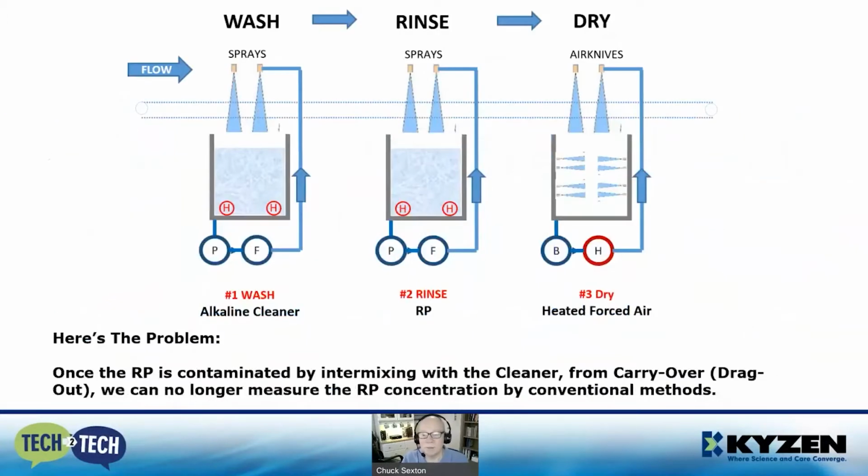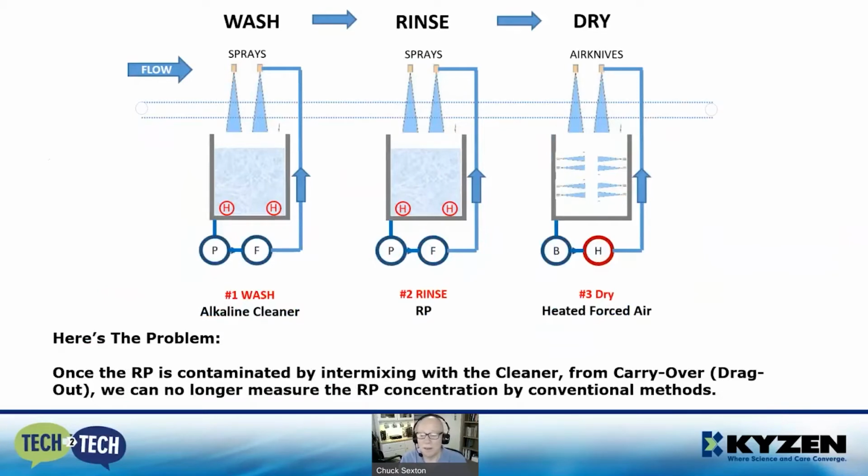For the sake of this presentation, I will focus on what we see the most of in manufacturing, and that is a relatively simple three-stage wash, rinse, dry washer. In this system, we would normally have a cleaner in stage one. The most common cleaning chemistries are alkaline cleaners, and then we would have an RP or corrosion inhibitor in the rinse.